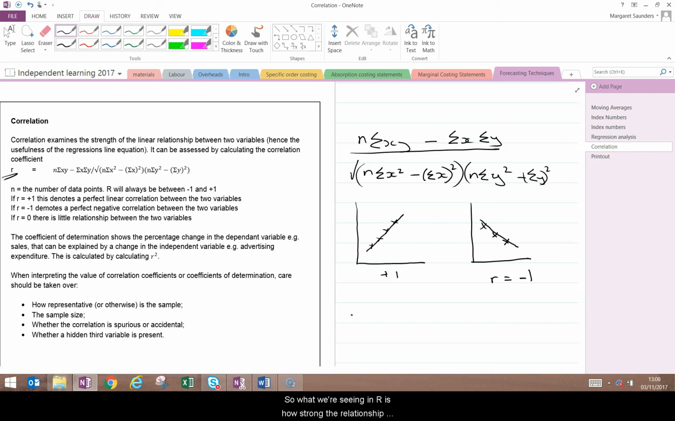So what we're seeing in r is how strong the relationship is, and that in turn can confirm the accuracy of your model. We can also calculate the coefficient of determination.